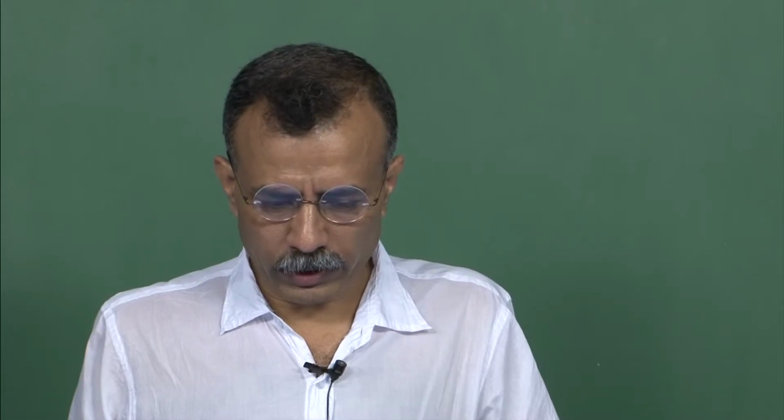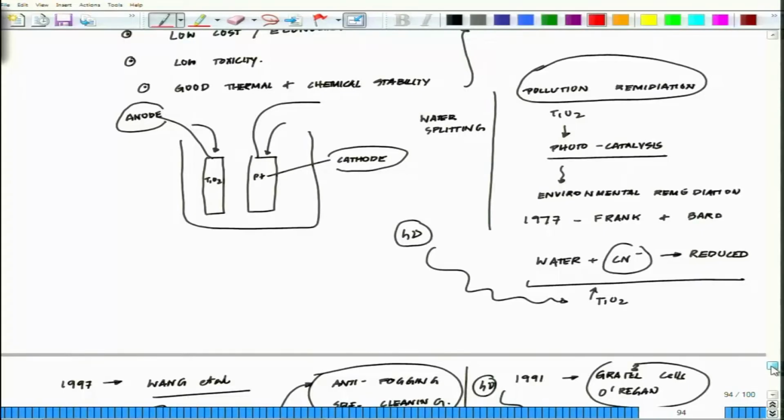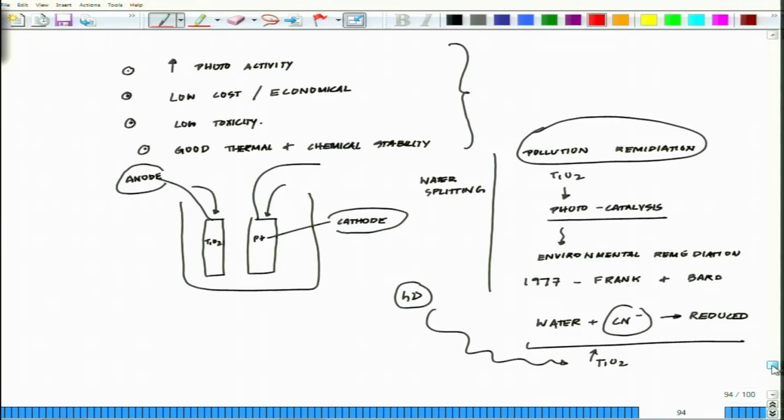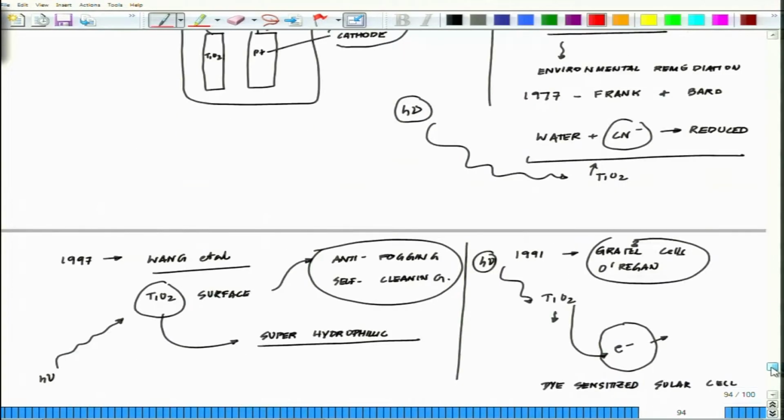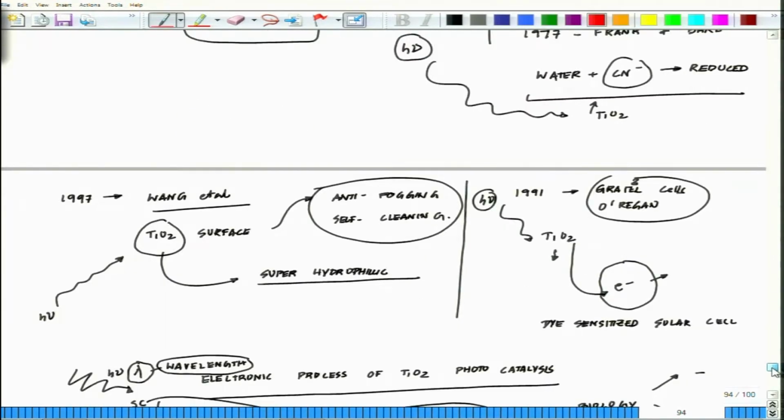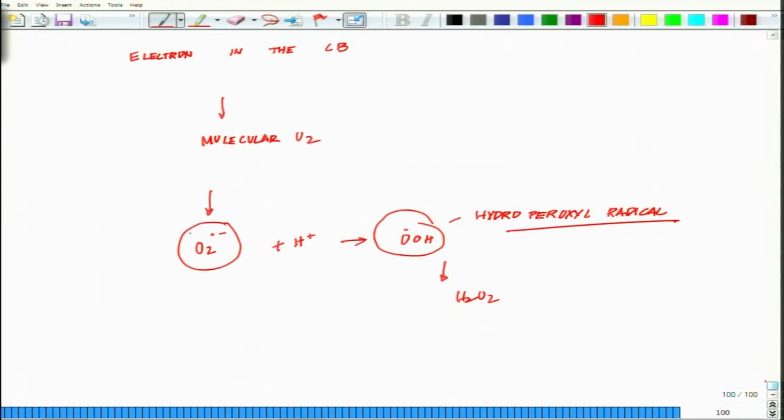We have talked about the multiple applications of titanium dioxide: pollution remediation, water splitting, dye-sensitized solar cells, anti-fogging, self-cleaning. And we talked in depth about the mechanism of action of generation of free radicals. One of the challenging problems in these kinds of materials is the problem of recombination.